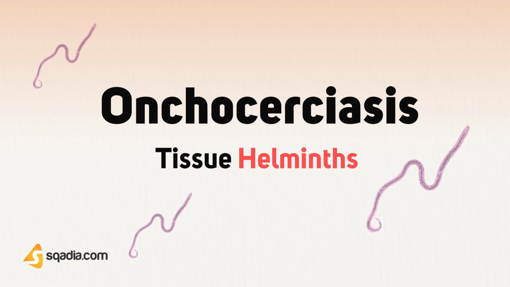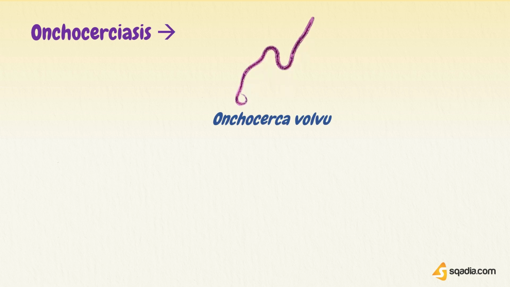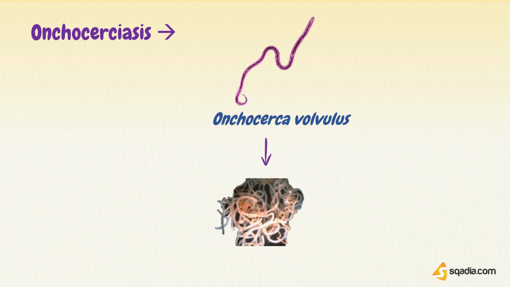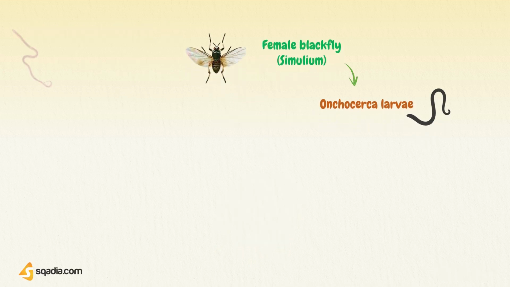Now that you have watched the other parts of the video, and you are familiar with tissue helminths and diseases caused by them, we are going to discuss the fourth and last type of tissue helminths disease, which is Onchocerciasis. Onchocerca volvulus causes Onchocerciasis. Humans are infected when the female blackfly, Simulium, deposits infective larvae while biting.